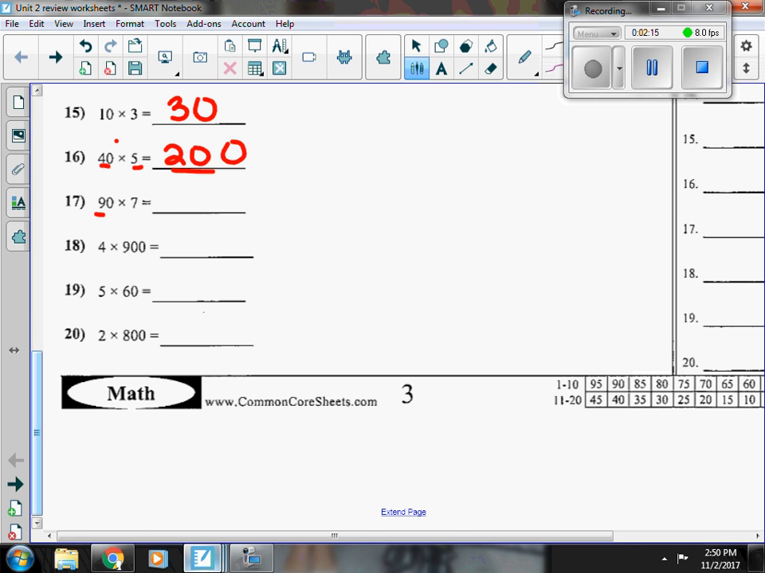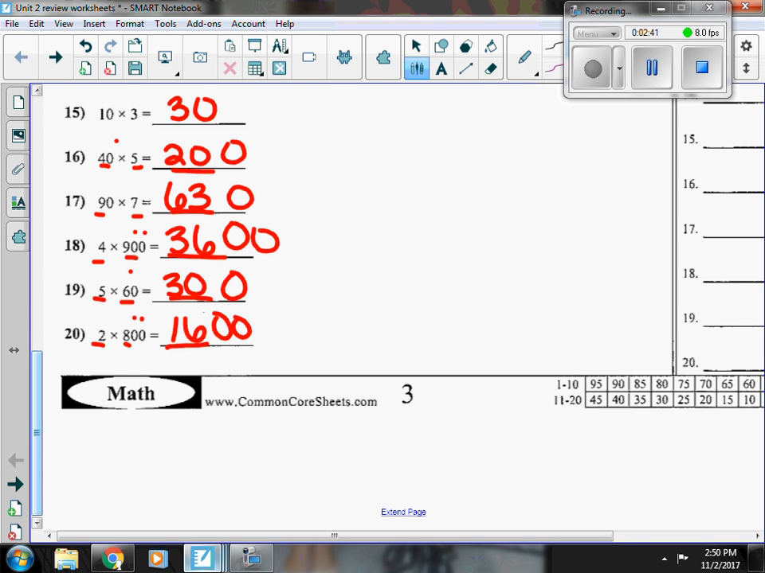Number 17, 9 times 3 is 63. And then add a zero. Number 18, 4 times 9 is 36. And then I have 2 zeros. Number 19, 5 times 6 is 30, with 1 more zero. And number 20, 2 times 8 is 16, with 2 zeros.